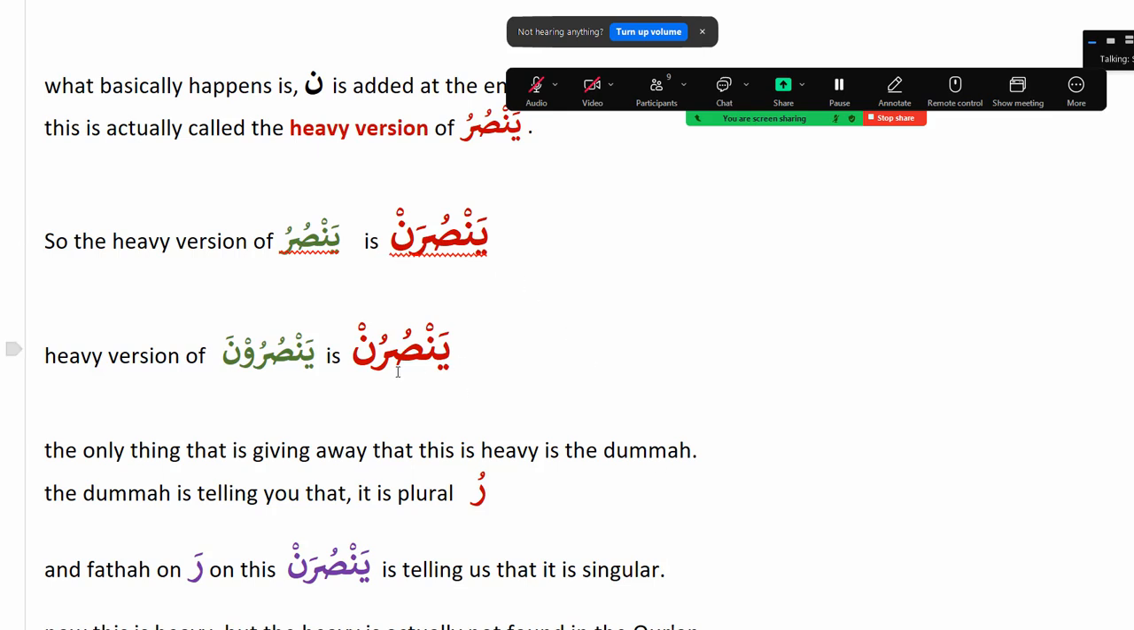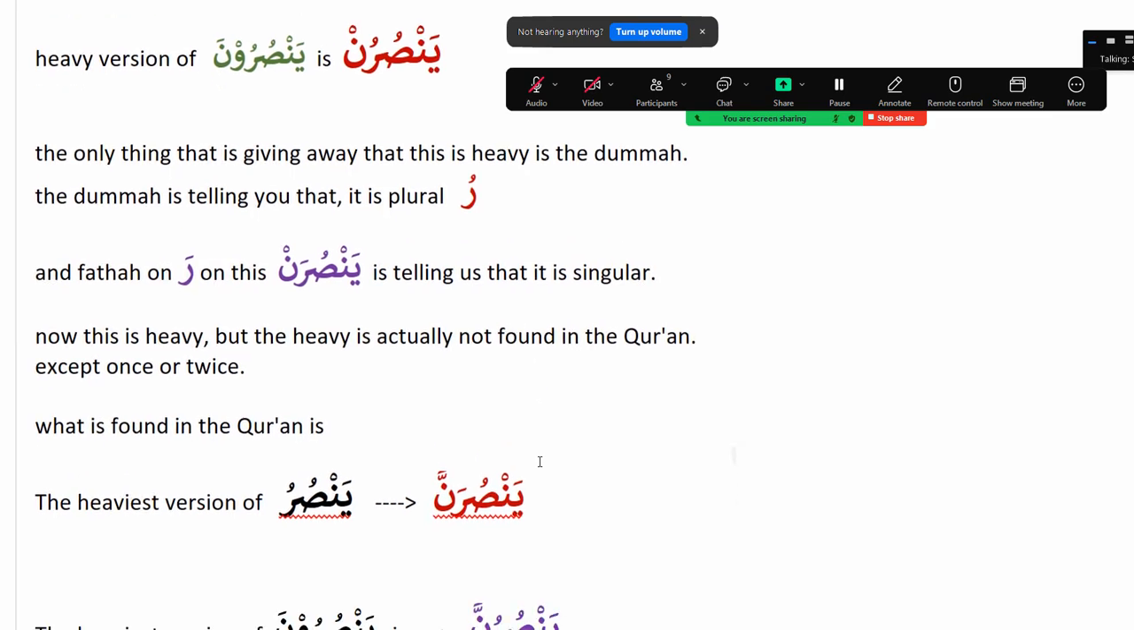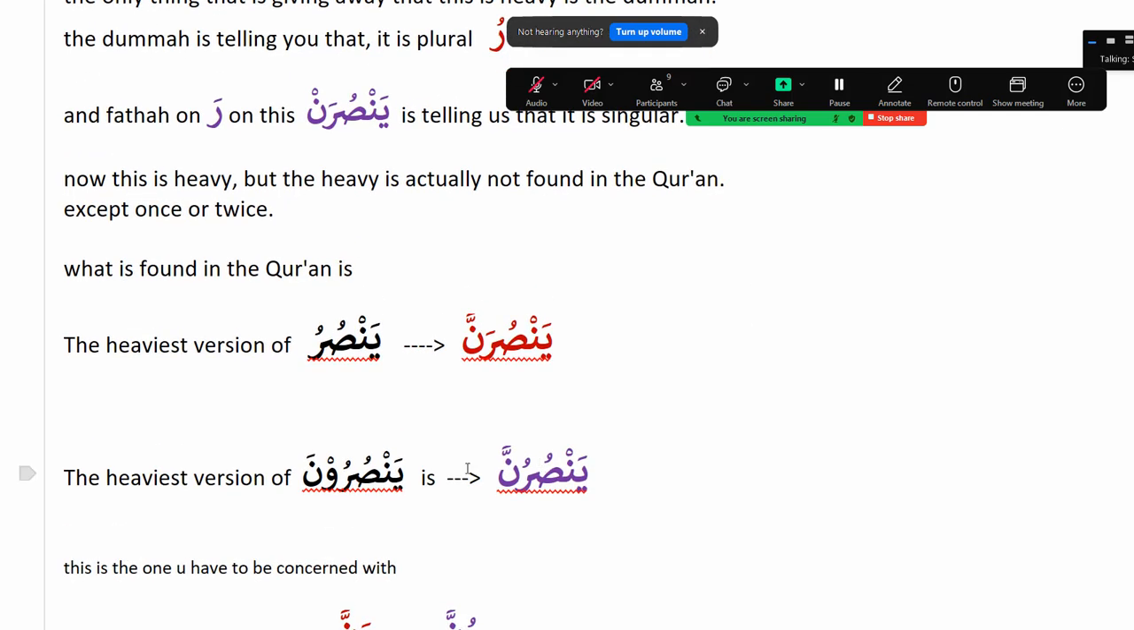Yansuran, yansurun. The dhamma is telling you that it is plural, right? If it is plural, it becomes yansurun. If it is singular, it is yansuran. The fatha on the ra on this yansuran is telling you that it is singular. Now, this is heavy, but the heavy is actually not found in the Quran except once or twice. What is found in the Quran is the heaviest version of yansuru. Okay, yansuran was the heavy version, but the heaviest version of yansuru is yansuranna with the noon with the shadda.